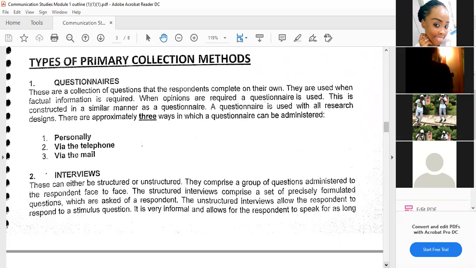So it says you can do it personally, you can do it over the phone, or you can do it via email. Have you ever received a questionnaire? Yes, miss. And in what context? Personally, okay. Has anyone received one by email or the mail? How about telephone? Okay. So most times they're personally delivered.